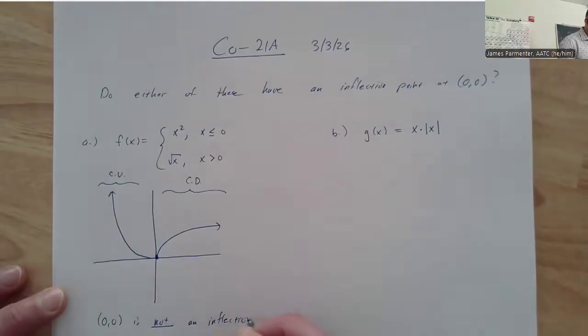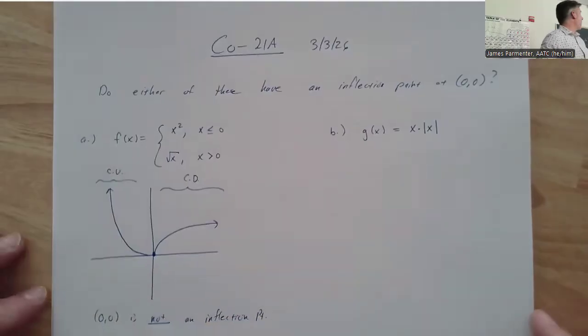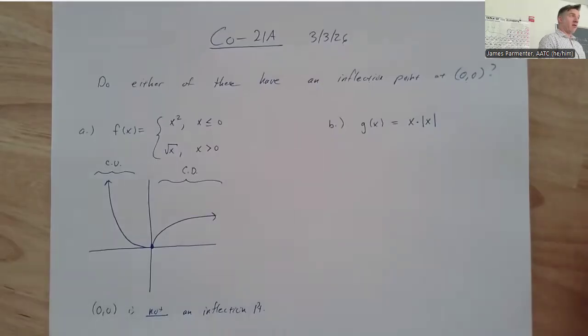And the reason why is because the graph doesn't have a tangent line there. Now, I want to be super extra clear. The function doesn't have to be differentiable for there to be an inflection point. The example of this is x to the 1/3, which we'll graph in a second just to remind you. So you don't have to be differentiable to have an inflection point, but you do have to be able to draw a tangent line at the point of inflection.